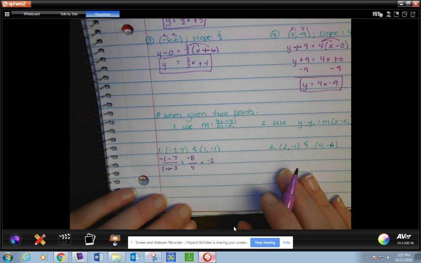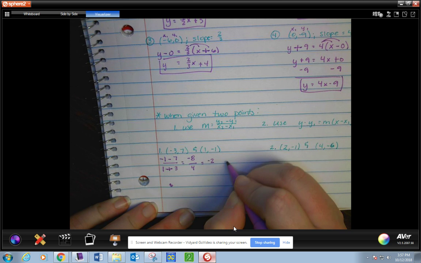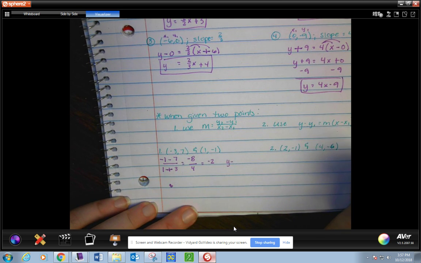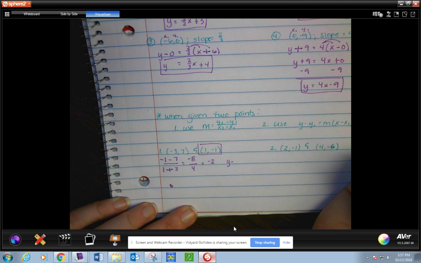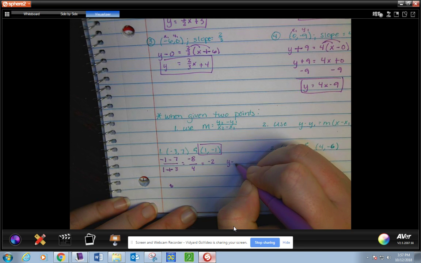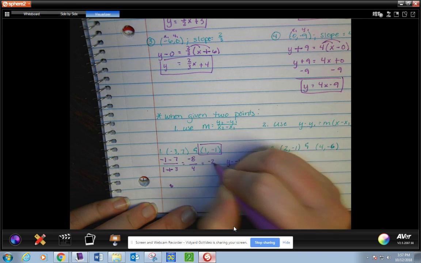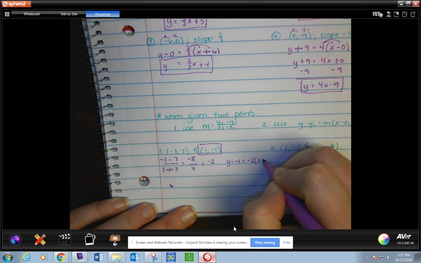Now that I have it that's -2, I'm going to do y minus, and you get to pick a point. I would pick a point that has smaller numbers. So I'm going to box this point because it's going to be the one I'm going to use. So I'm going to do y minus -1 equals my m that I found was -2, open parentheses, x minus 1.